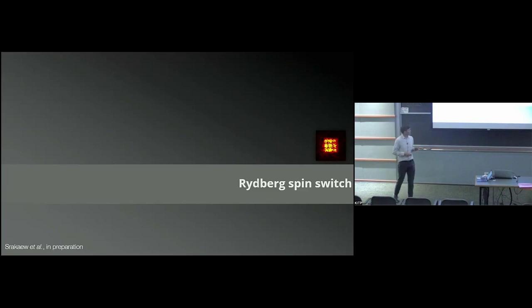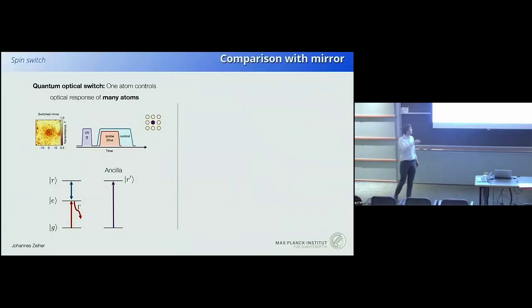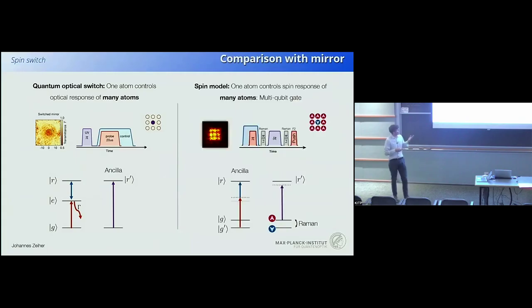Very briefly, let me show you these new results on this Rydberg spin switch. So the idea here is actually borrowing a lot of the ideas that I already presented to you, so I can be quick on the conceptual points. In this mirror, as I said, we have an ancilla and then a quantum optical system that we control via this ancilla. What we want to do now, or the idea we had, is: why can't we just swap the roles here for technical reasons?